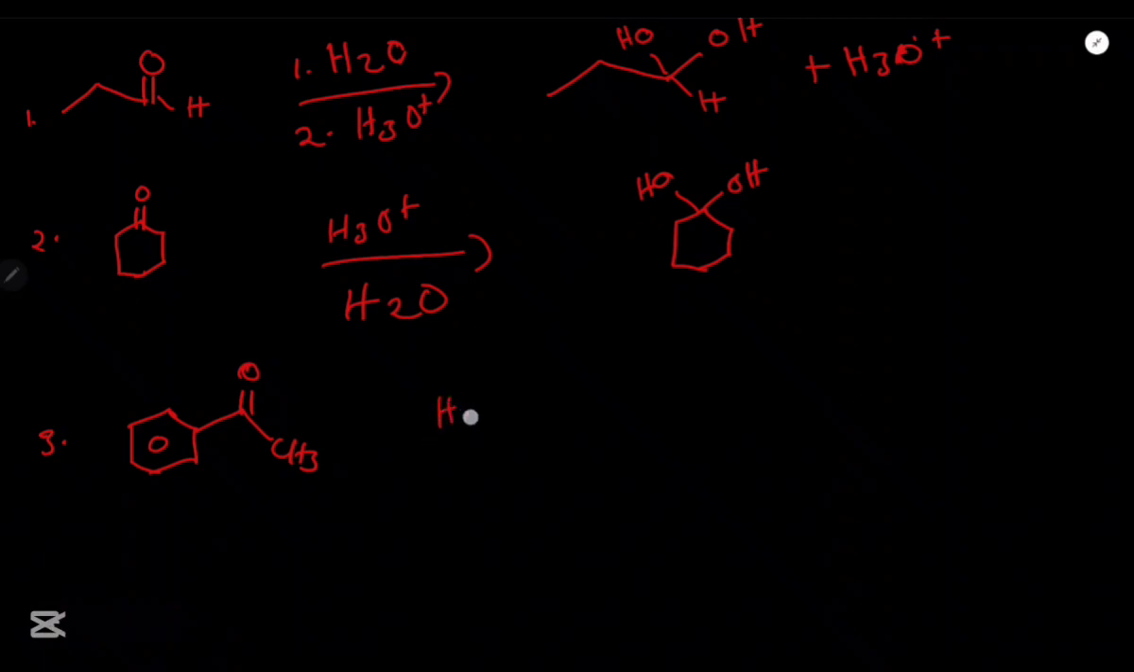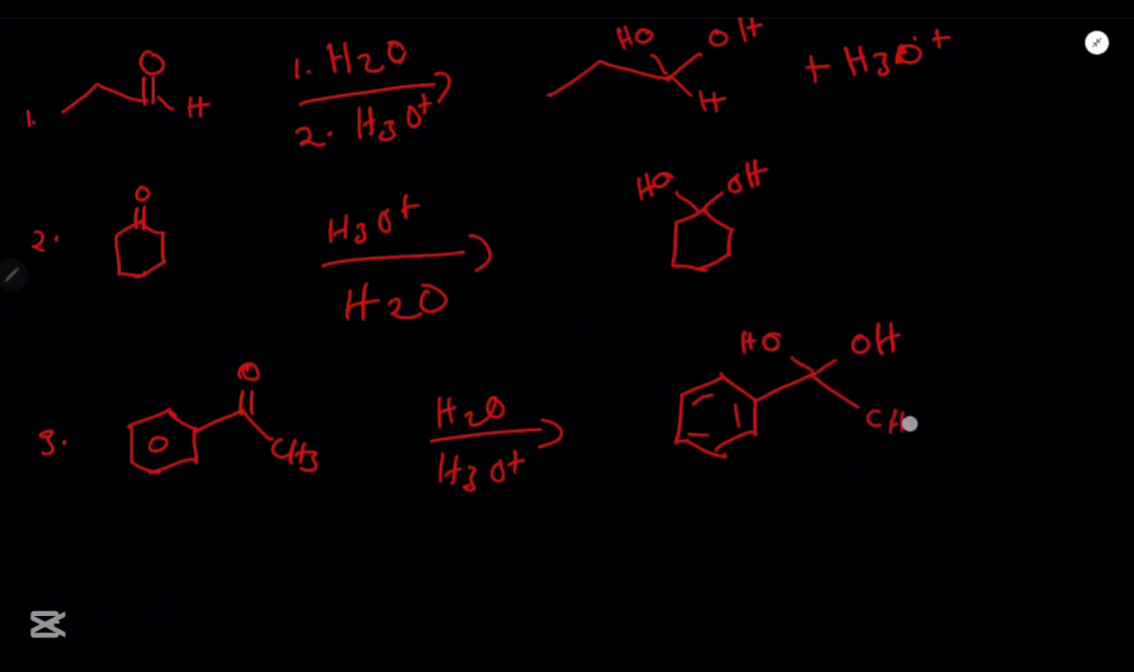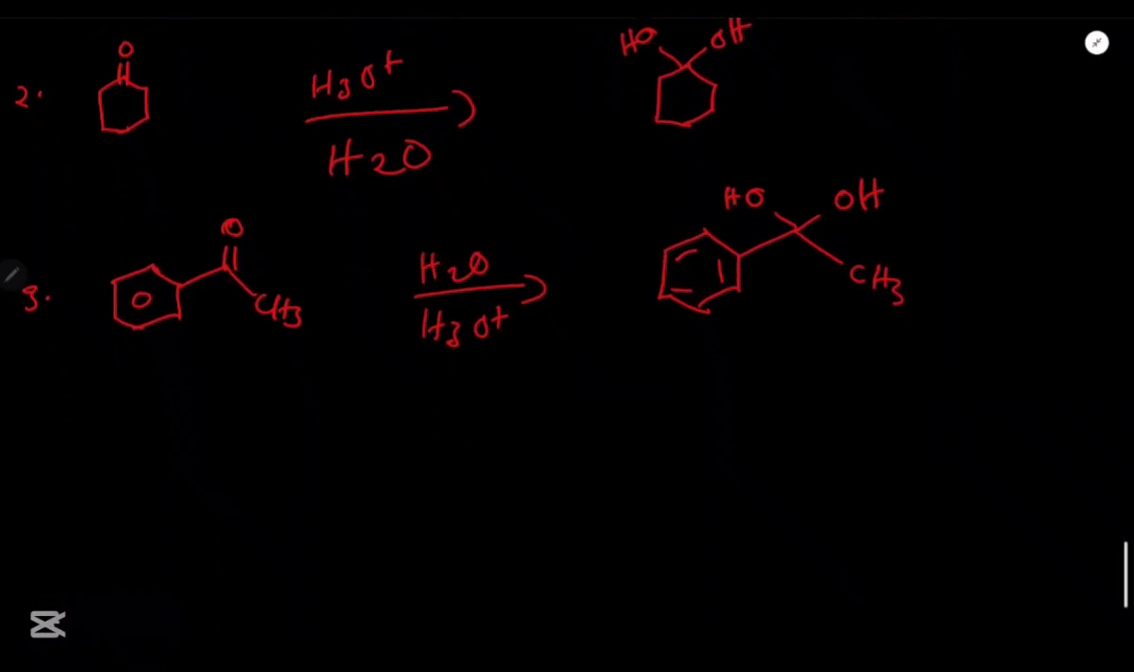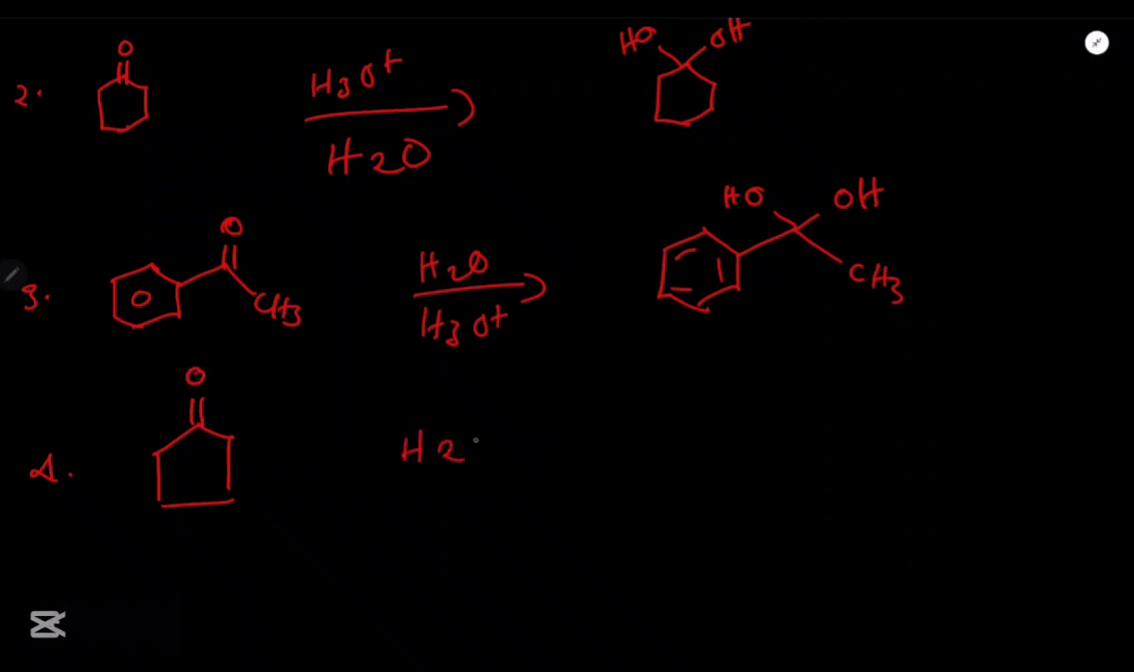Okay, what if we use water in acidic? So simply add 2 OH group on the function group of a ketone, like this. That's our answer. Another example, some professors will just give you a ketone or an aldehyde, and they just indicate water here. What will be your product?